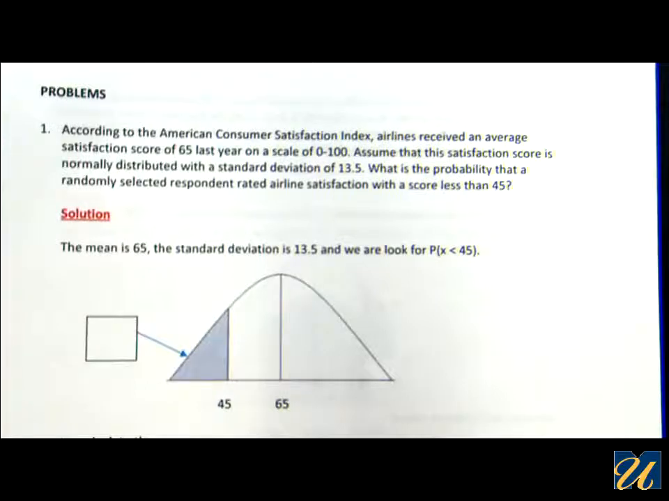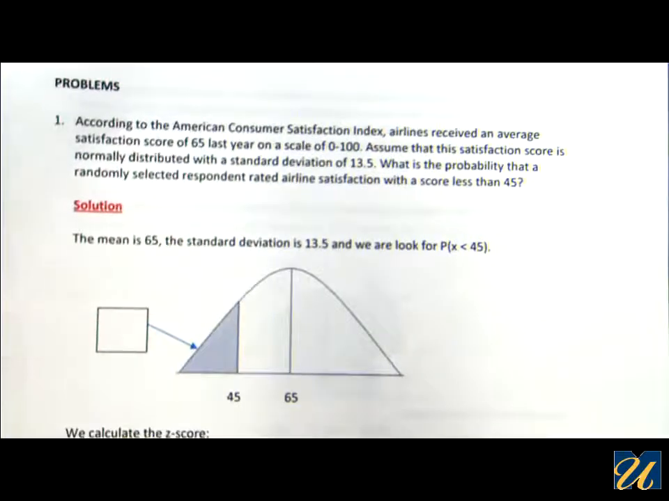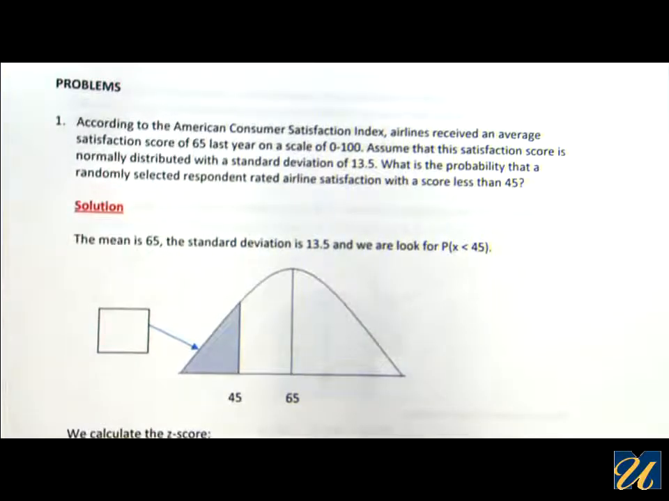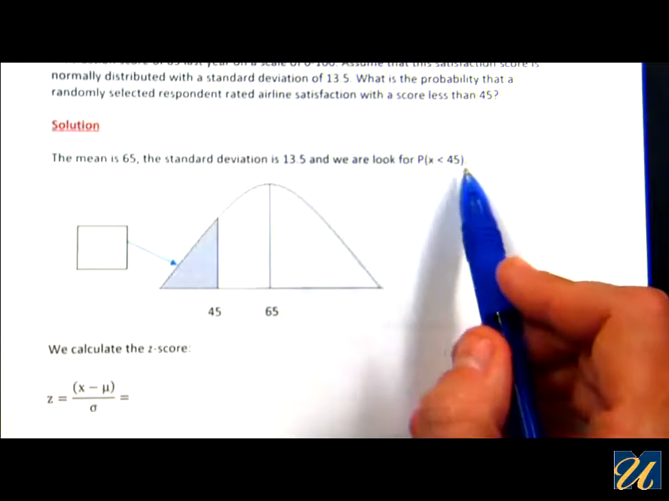As far as the problems are concerned, according to the American Consumer Satisfaction Index, airlines received an average satisfaction score of 65 last year on a scale of 0 to 100. Assume that this satisfaction score is normally distributed with standard deviation of 13.5. What is the probability that a randomly selected respondent rated airline satisfaction with a score less than 45? So I'm looking for the probability of x to be less than 45.